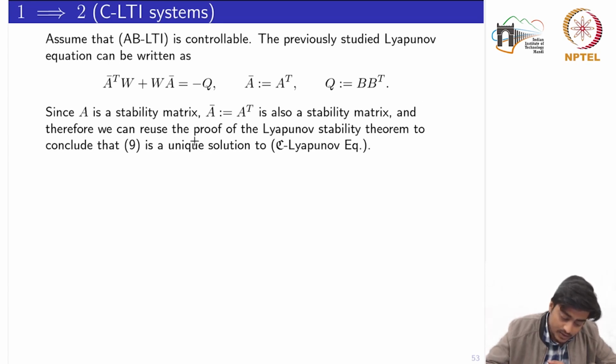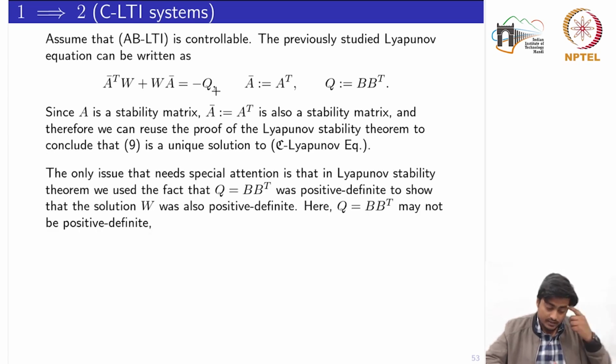And therefore we can reuse the proof of the Lyapunov stability theorem, which says that given a positive definite Q matrix, if there exists a solution matrix W being unique and positive definite satisfying this equation, then the eigenvalues of this A bar would strictly be on the left hand side. So we can use that result to prove that W would be a unique solution to this Lyapunov equation in the context of controllability.